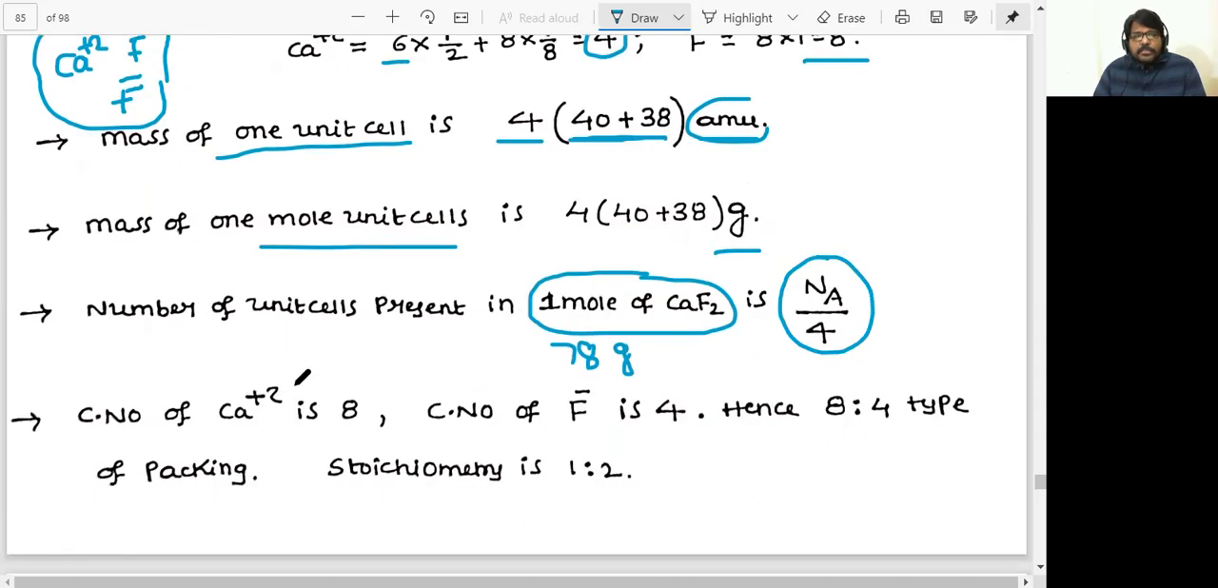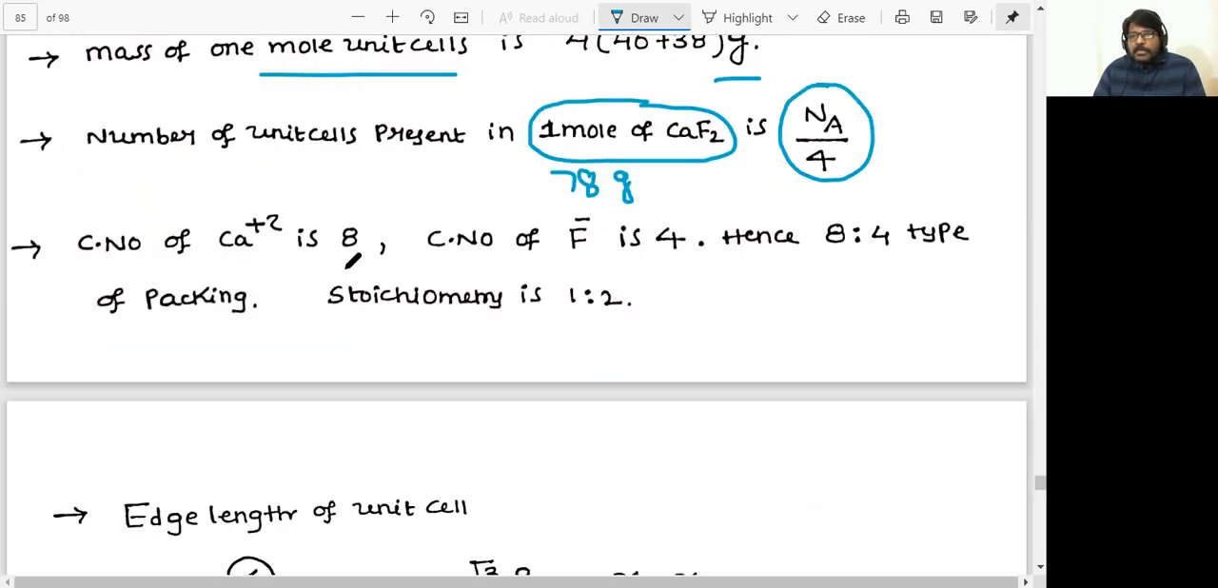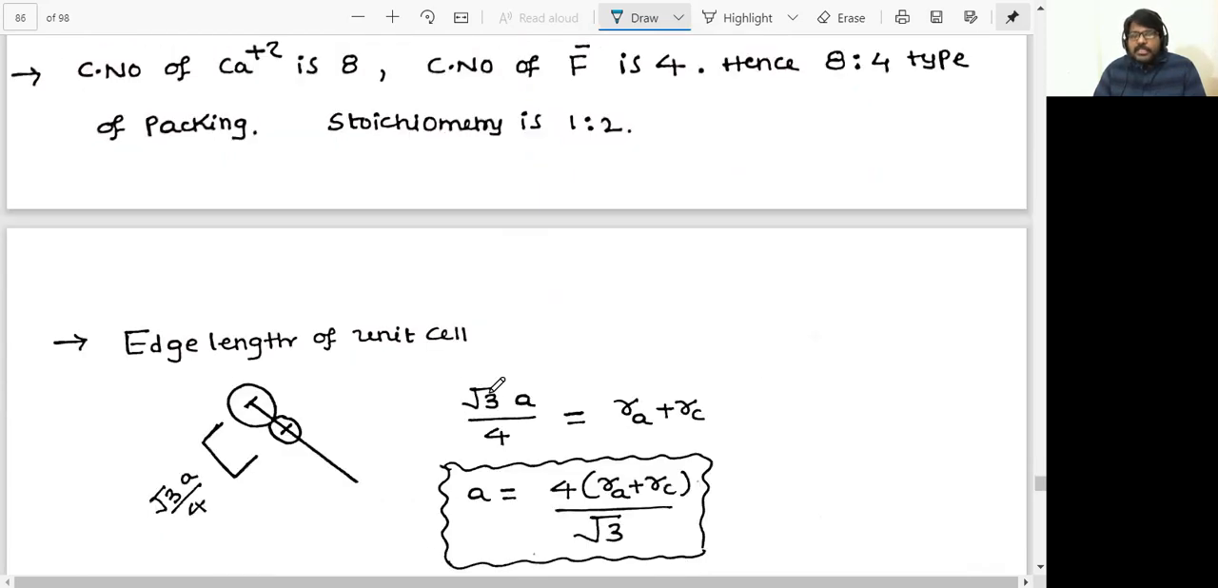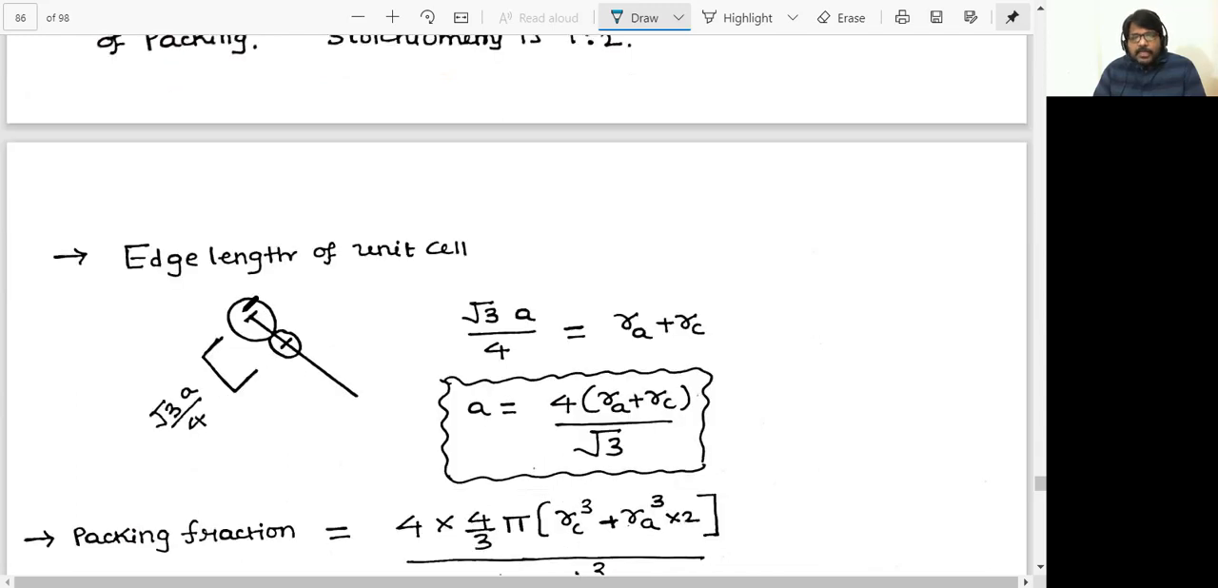And before going to the coordination number, we'll talk about it with the help of a diagram. If you write the edge length in terms of cation and anion, again we are taking the body diagonal. This is a body diagonal, this is a corner, and this is a tetrahedral void. A corner is occupied by calcium, and the tetrahedral void is occupied by fluoride ion. From the center of the corner particle to the center of the tetrahedral void, that distance is 1/4 of the body diagonal, which is root 3a by 4.